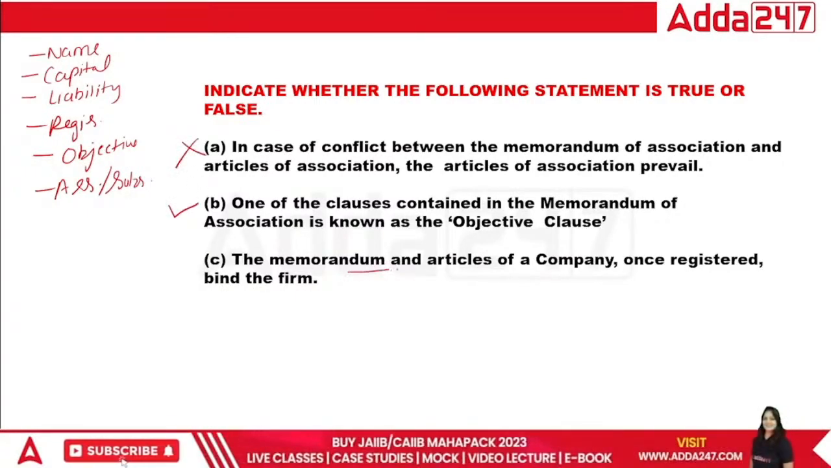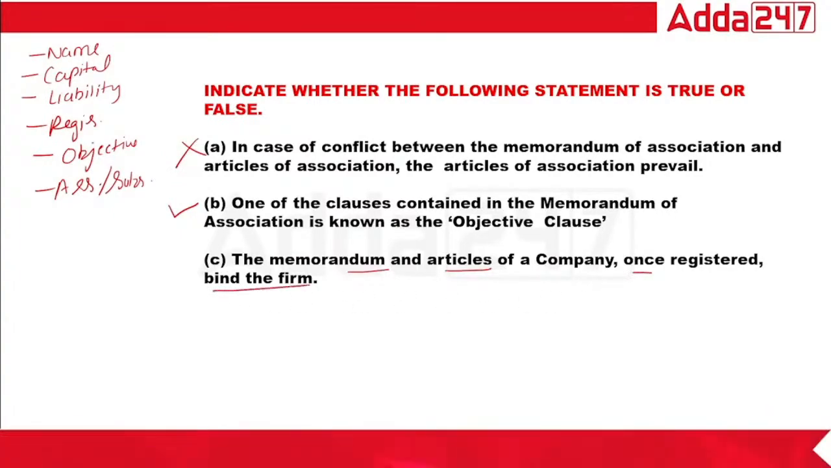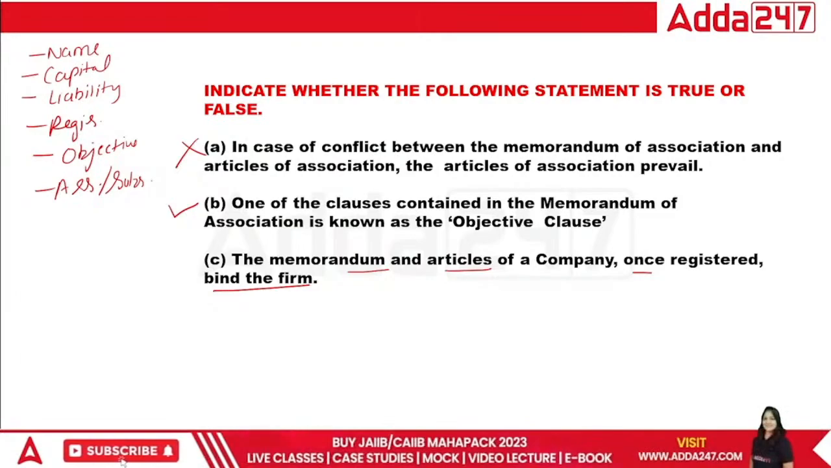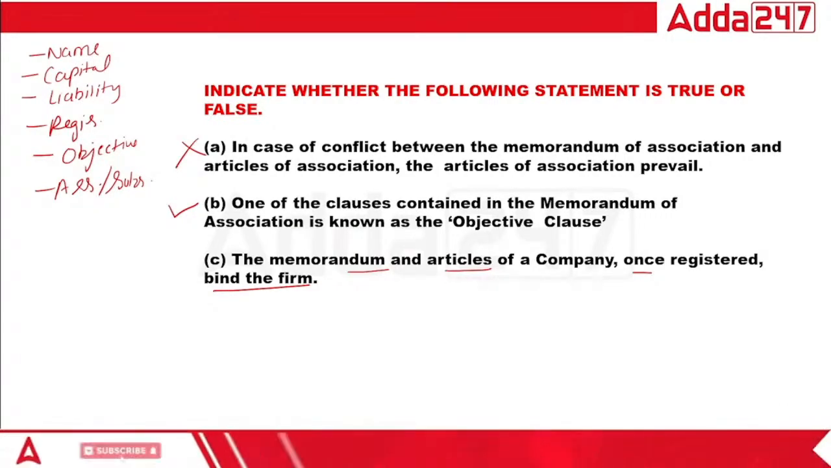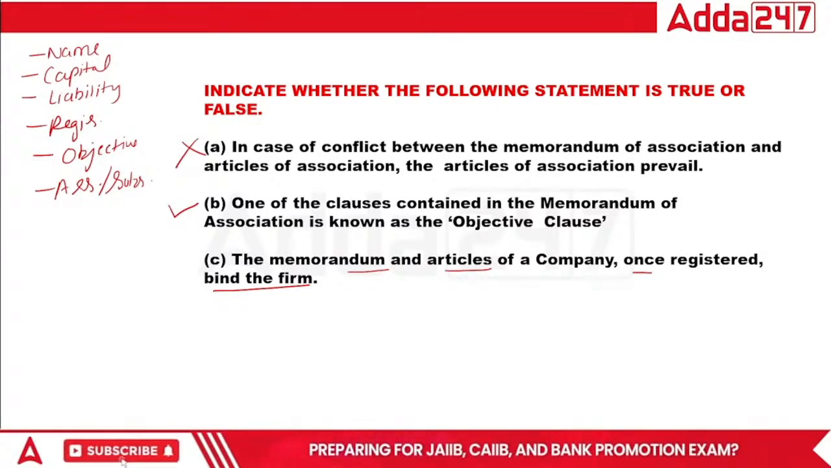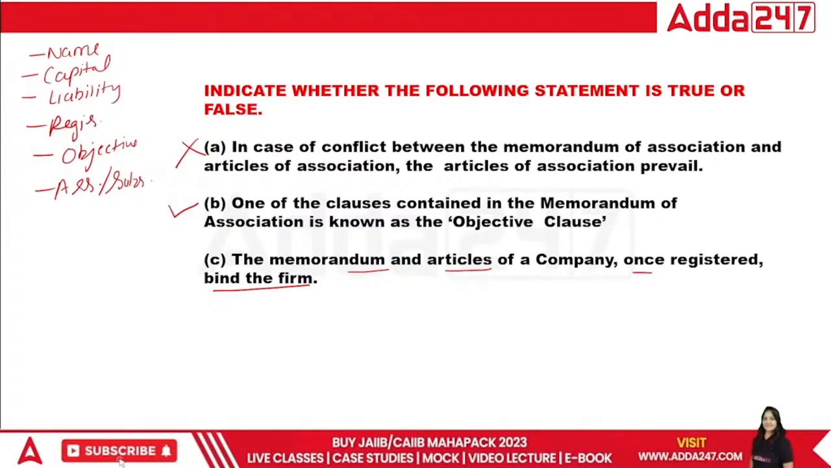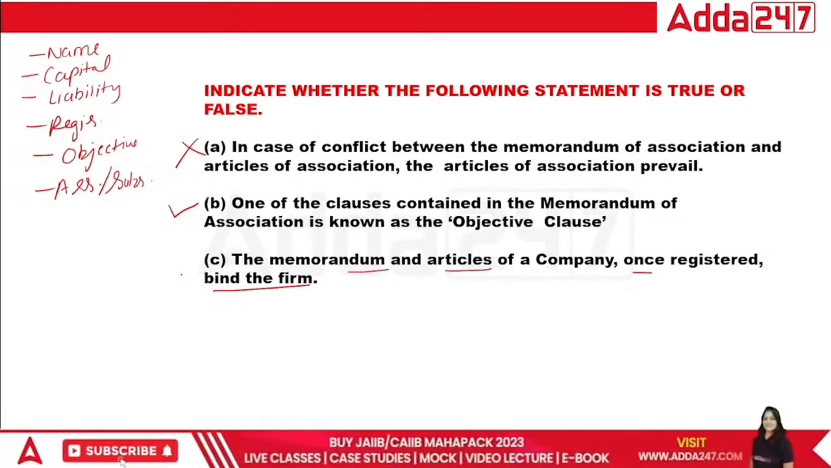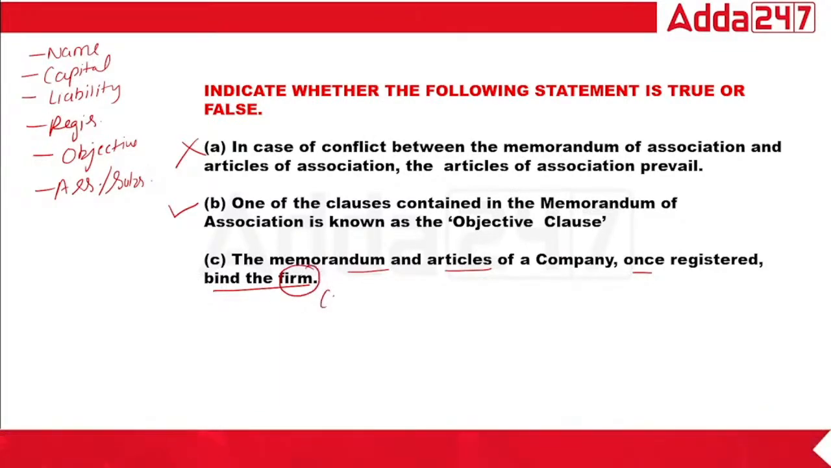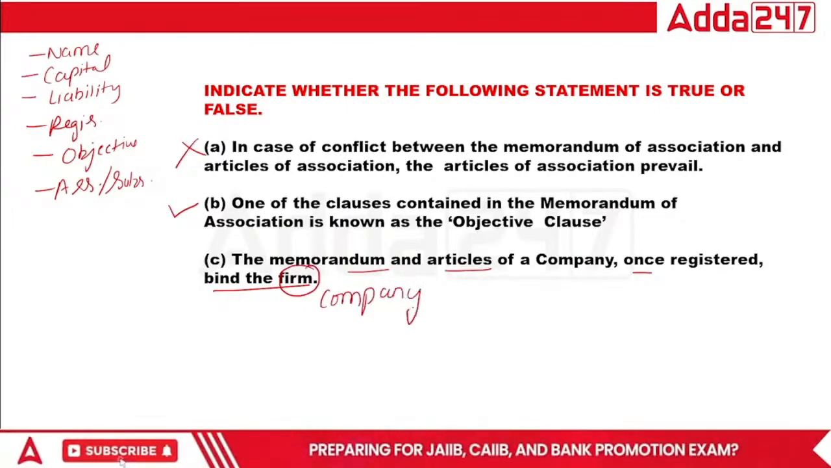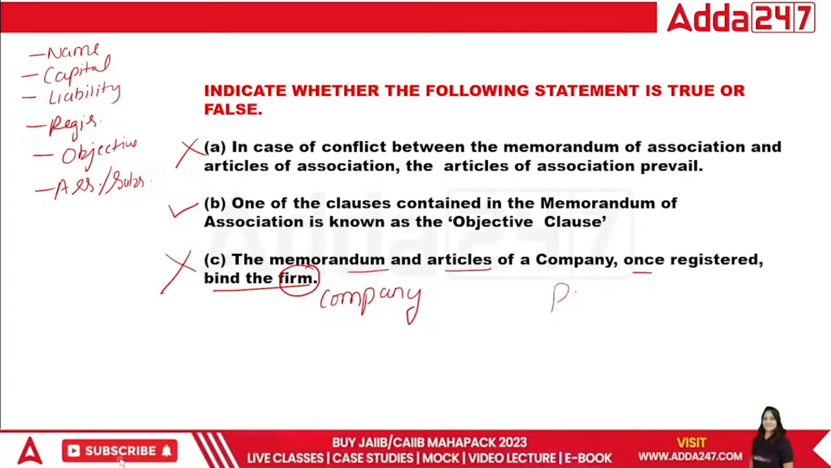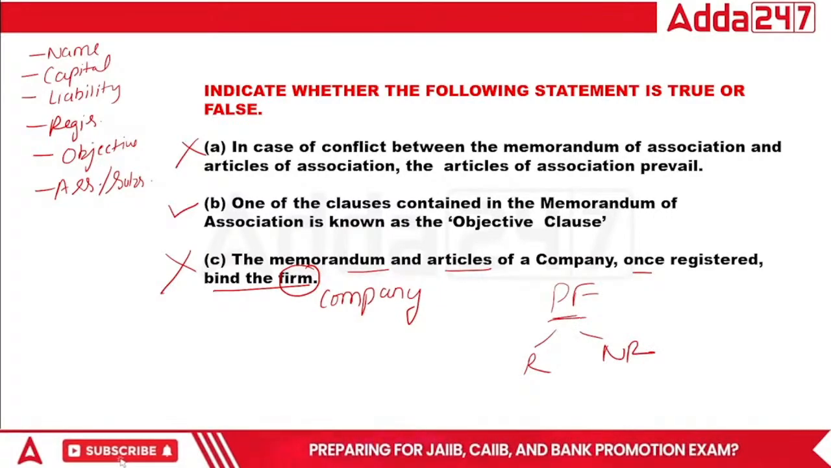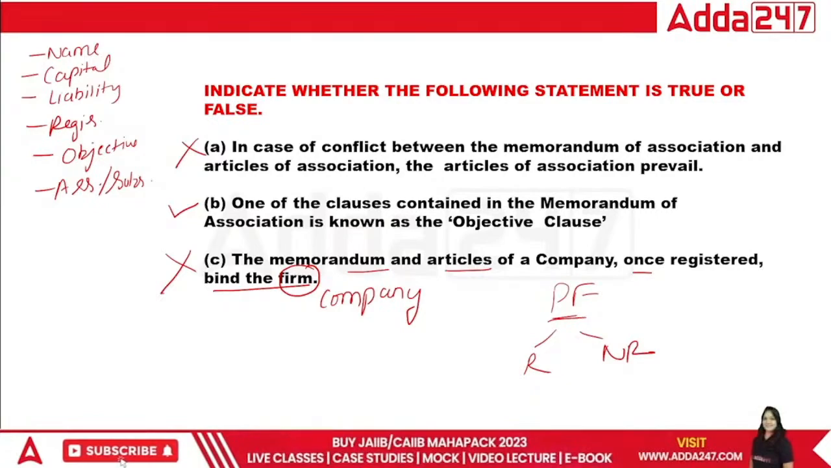The memorandum and articles of a company, once registered, bind the firm. Bind means that they have to do the things which are written in the memorandum and articles of association. The answer is not firm, but it binds the company. So this is wrong, because a partnership firm may be registered or not registered; it is optional. So this is the right answer.